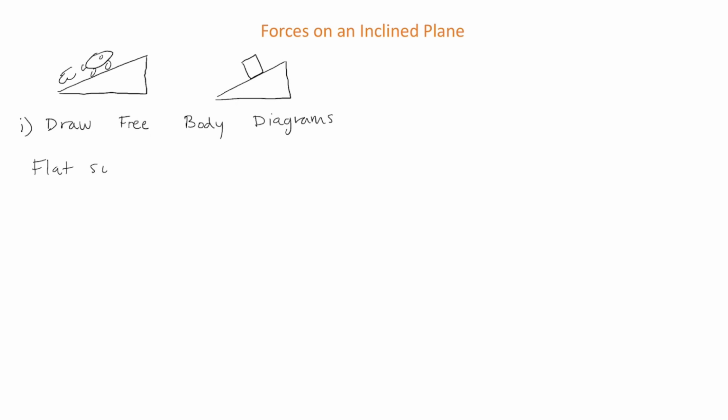Let's start by looking at what we would do for a flat surface, and we'll use an example. For instance, this box that's sitting on the ground. Normally I would just draw a point that represents the object, and I would draw the forces that are acting on that object. So in this case, gravity and the normal force. Normally I don't draw the x or y axis in my free body diagrams, just to save some time. But if we wanted to, we could do that like this.